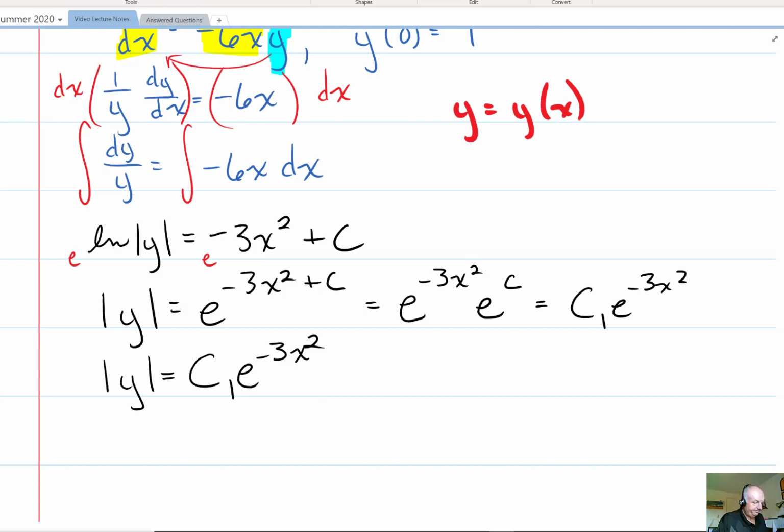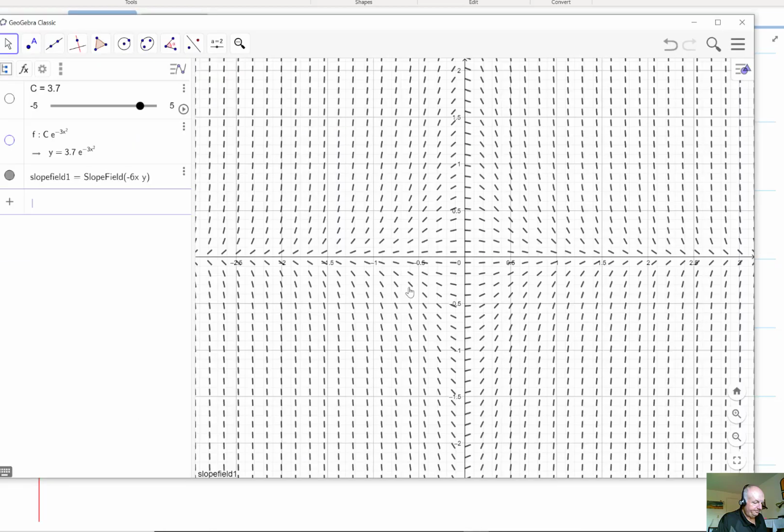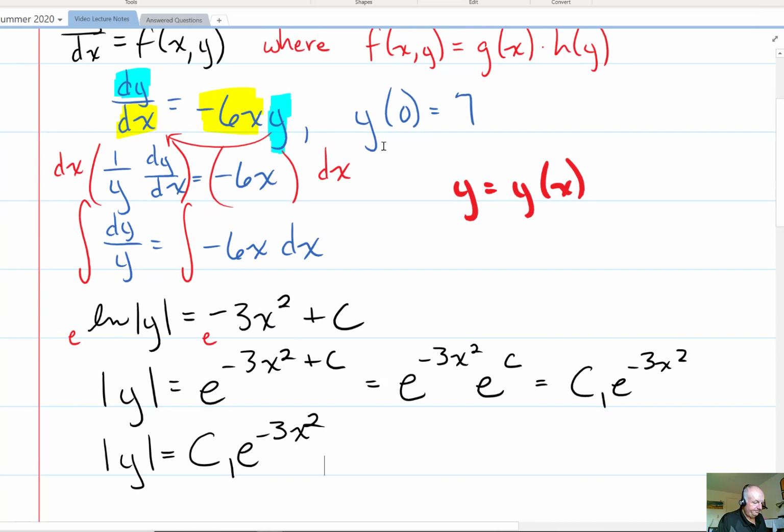All right, so we have this explicit solution. It's nearly explicit once we deal with that absolute value. Let's take a look at the slope field for this particular differential equation. I've already typed it into GeoGebra here, and you can see our slope field and imagine our curves going up. This slope field helps us understand how to deal with the absolute value, because our initial condition is that we need the solution that goes through the point 0, 7.